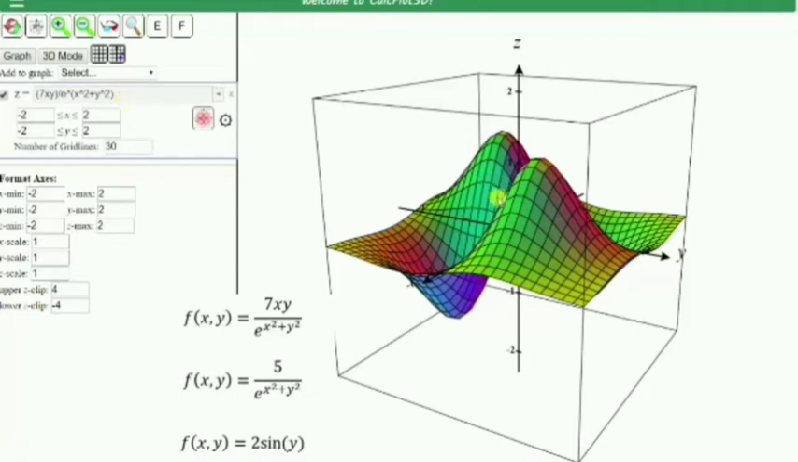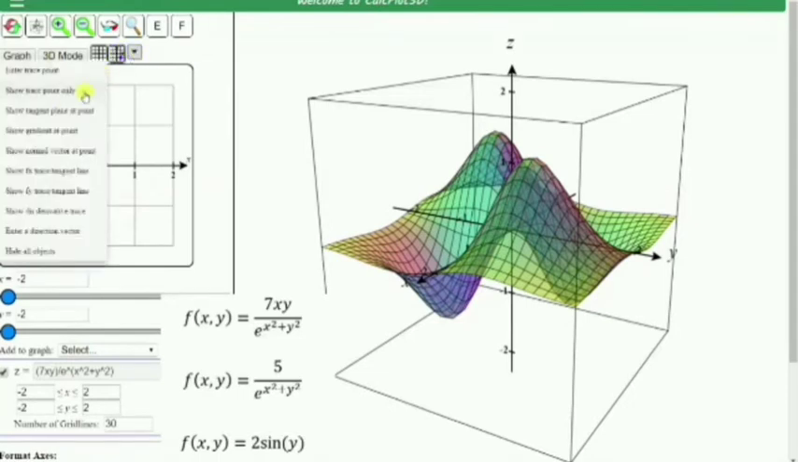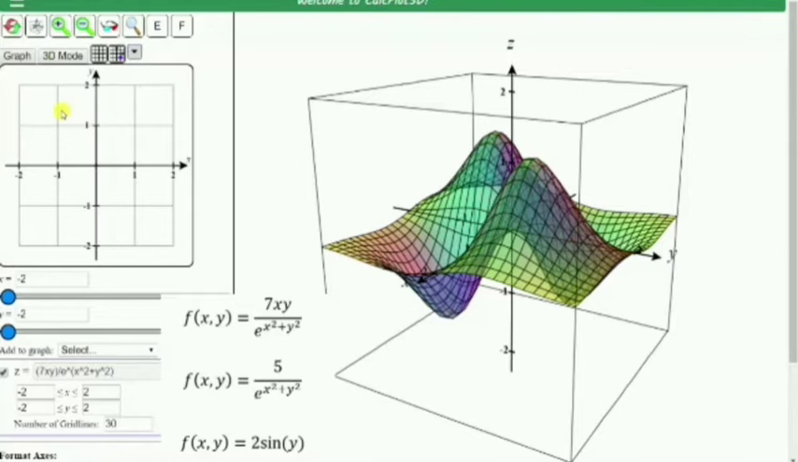Next, let's make the surface transparent so we can more easily see the tangent plane. To do this, we click the magnifying glass at the top. Notice now the surface is transparent. Next, we click on the 2D trace plane, which is this button here, then the arrow to the right, and select Show Tangent Plane at Point.